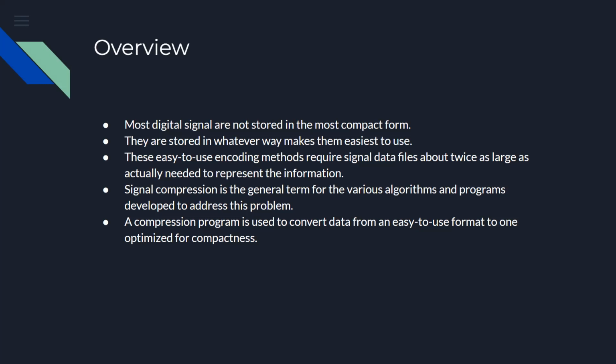Signal compression is the general term for the various algorithms and programs developed to address this problem. A compression program is used to convert data from an easy-to-use format to one optimized for compactness. Likewise, an uncompression program returns the information to its original form. Next slide.